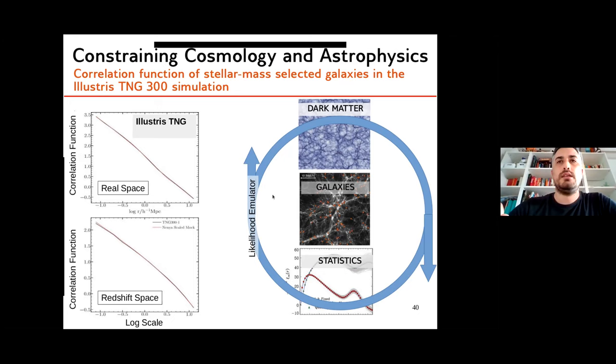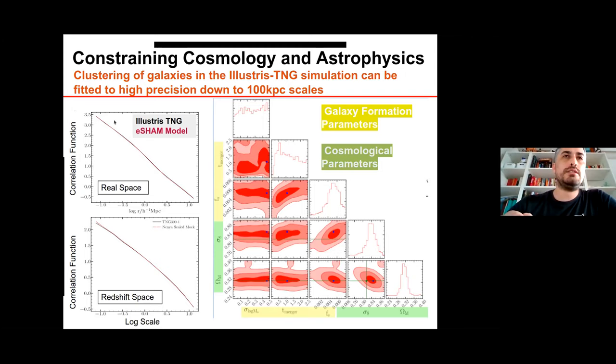So the best fitting model is shown here in red. You basically cannot see the difference with respect to these galaxies. The only difference is that here it takes a few seconds. And now we show the posteriors on parameters.